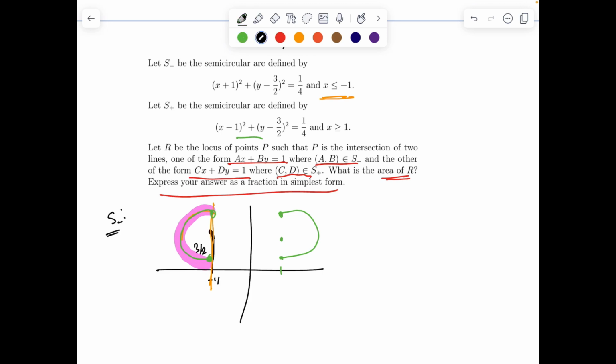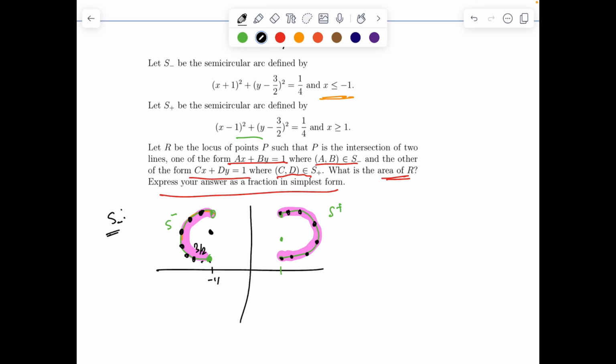Now, what does the problem mean? Let me explain. We have one arc over here and another arc over here. We call this one S minus, and this one S plus. Of course, the set S minus has infinitely many points: A, P1, P2, P3, P4, P5, P6, till P infinity. I'm just marking some special points, and you can see there are so many points over this region.